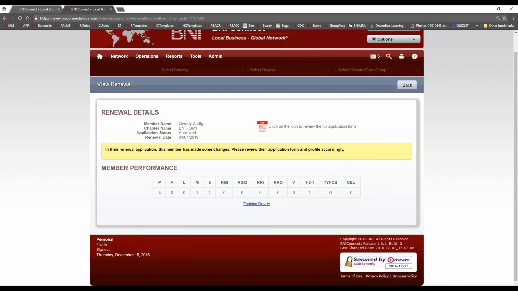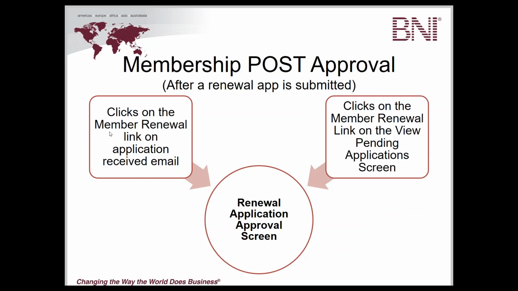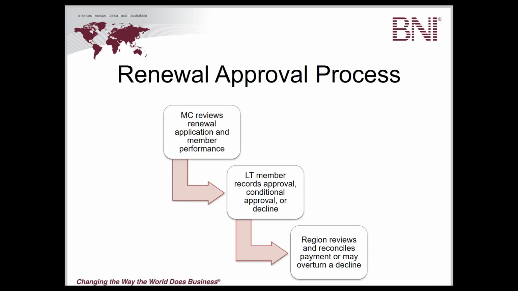All right, and that's really all there is to it. So just to review, let's take a look, and here's what happens during that process. The membership committee can receive an application. They're going to review that application. They're going to review the member performance. Then they're going to record the decision, whether it's an approval, a decline, or a conditional. And finally, the region will get notified, and they can go in and finalize the payment for the online applications.